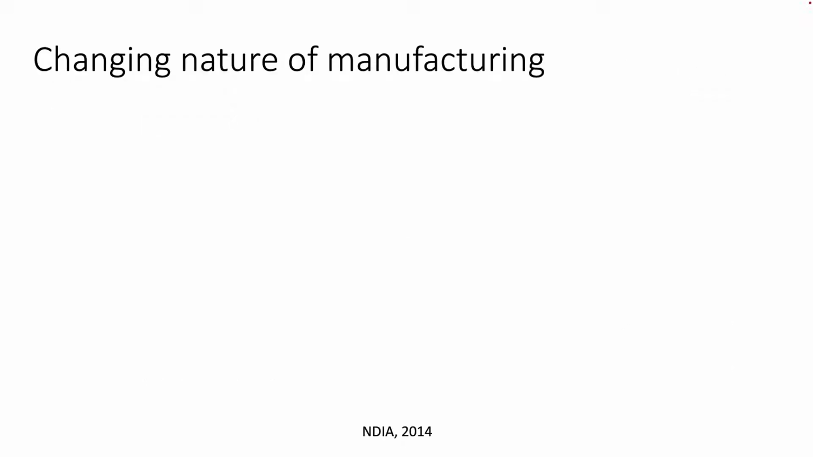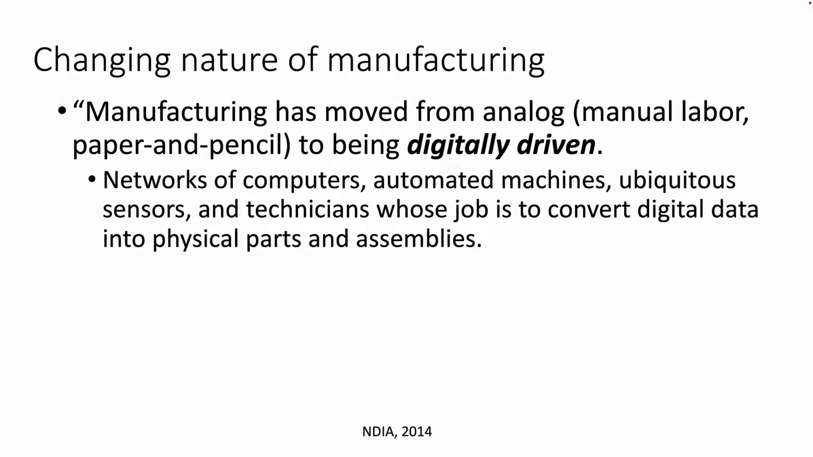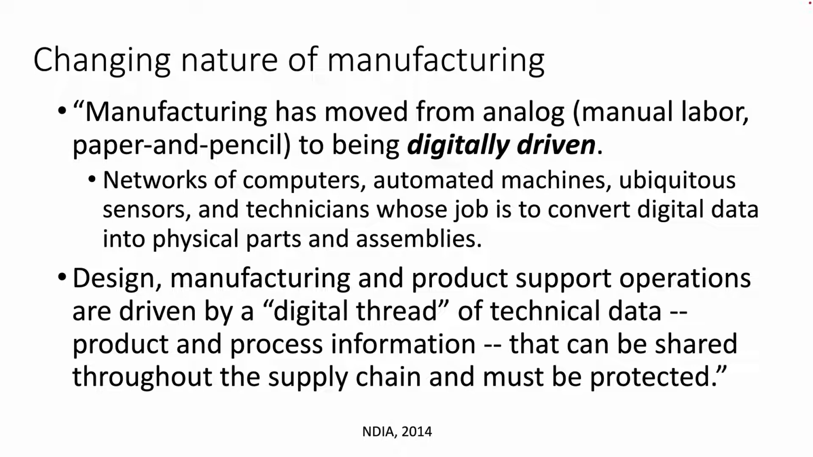So as we saw in the first video, there's the changing nature of manufacturing to something that more aligns with something called digital manufacturing. Manufacturing has moved from analog, that is manual labor and paper and pencil design, to being digitally driven with information communication technologies, chips, and networks. That is networks of computers, automated machines, ubiquitous sensors, and technicians whose job is to convert digital data into physical parts and assemblies. The design, manufacturing, and product support operations are driven by a digital thread of technical data, product and process information that can be shared throughout the supply chain and must be protected.